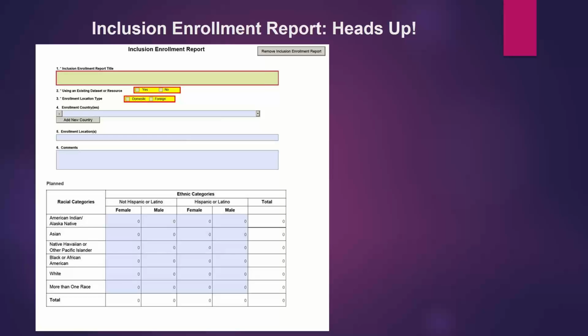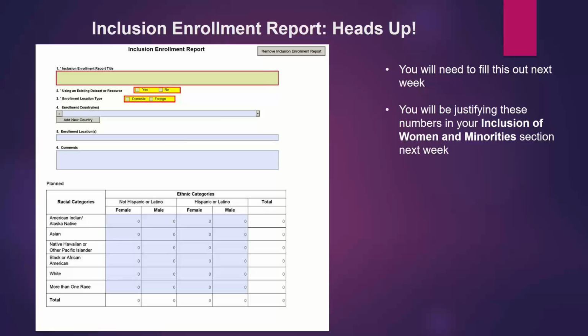So just a heads up, you're going to be filling something out called an inclusion enrollment report. You'll need to fill this out next week, but I want you thinking about it this week. As you can see, if you look at the box in the report, there are ethnic categories, not Hispanic or Latino, and Hispanic or Latino. There are biological sex columns, female and male, and there are racial categories. You'll be justifying these numbers that you put in here in your inclusion of women and minorities section next week. So that's why I'm giving you a heads up to start thinking about it this week.